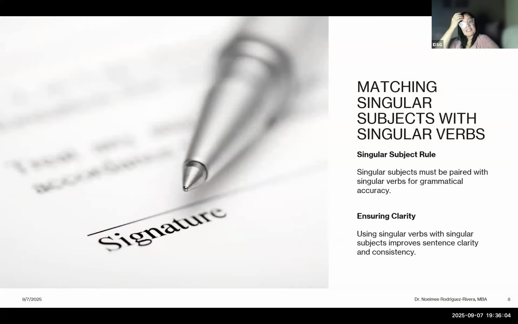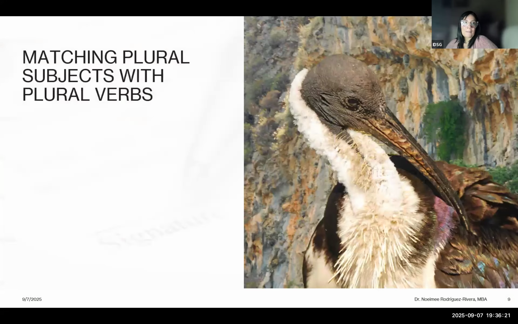Singular subjects require singular verbs. For example, this study shows significant results. This rule ensures grammatical consistency and clarity, specifically in this example we already used.